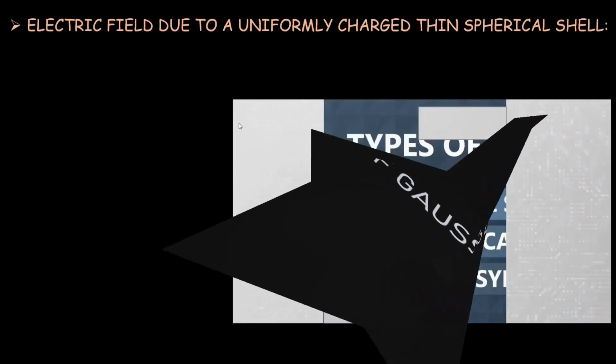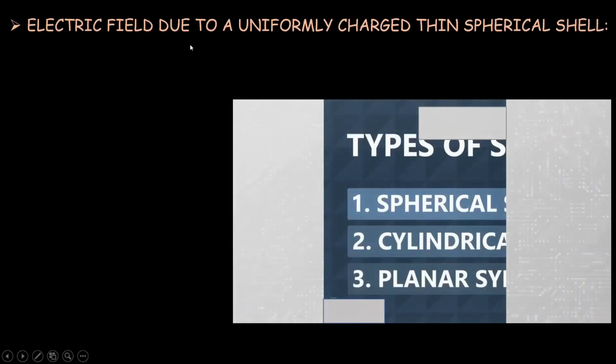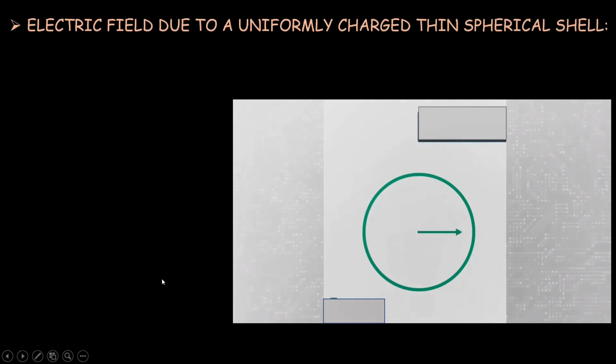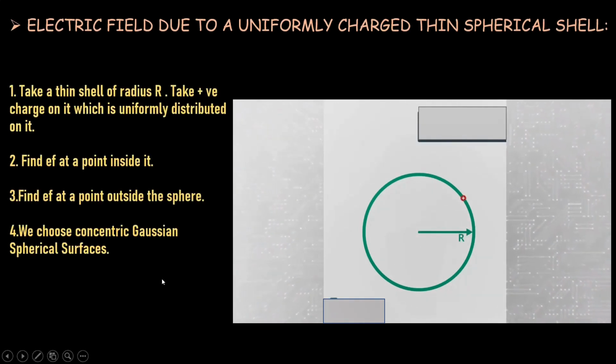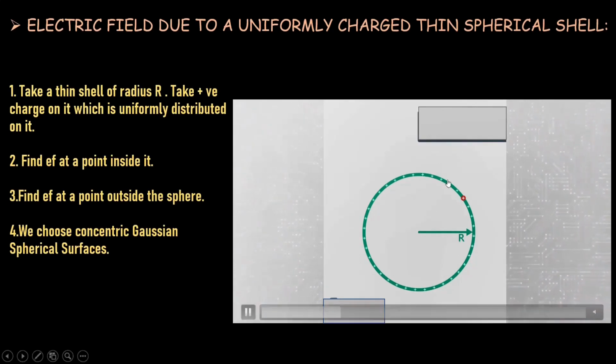Let us begin with the applications of Gauss's law. First of all, we will see the first application of Gauss's law, that is to find the electric field due to a uniformly charged thin spherical shell. For that, first we will visualize the situation. What we need to consider is a thin shell of radius r. We have to take a positive charge on it, which is uniformly distributed over it.